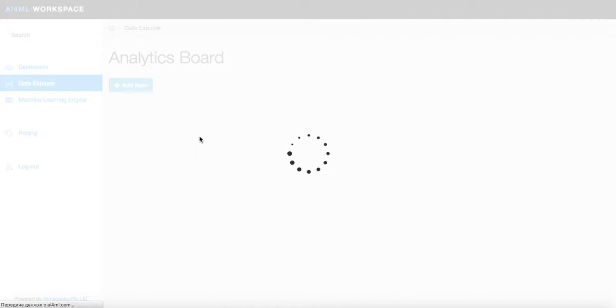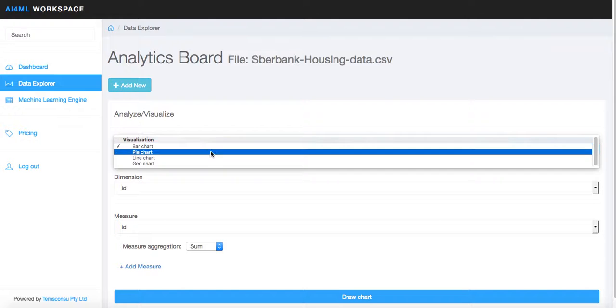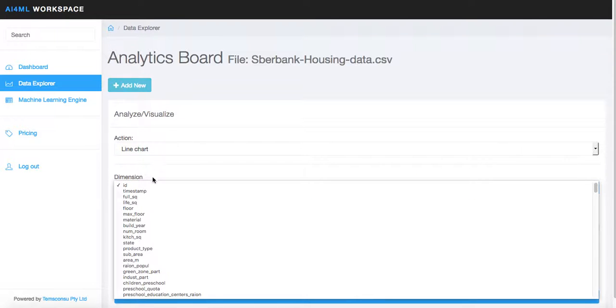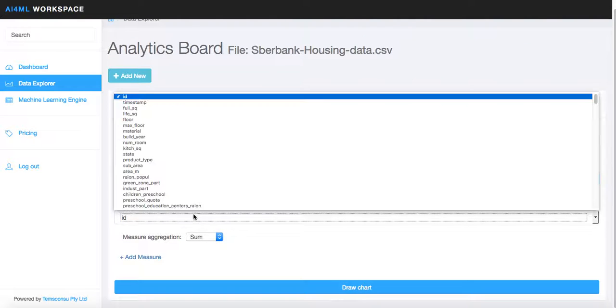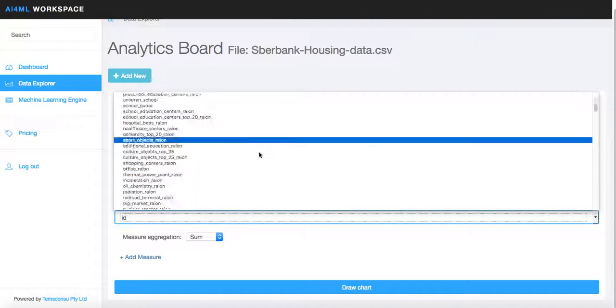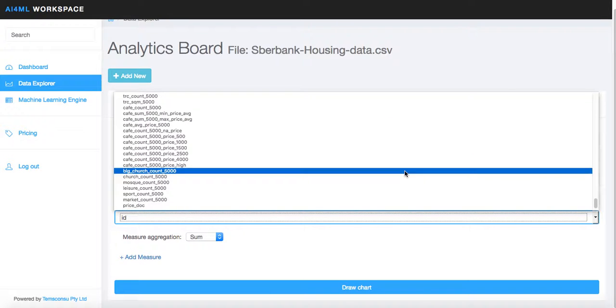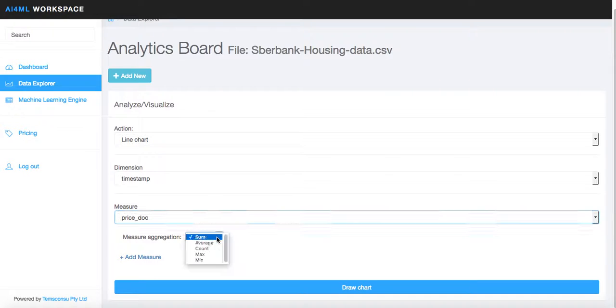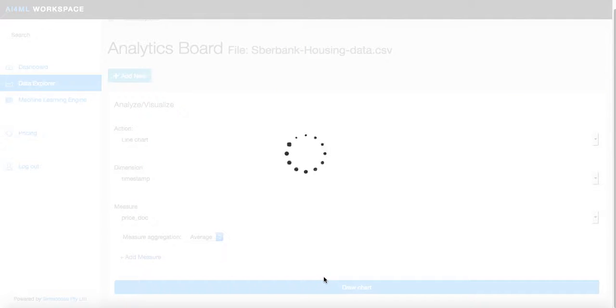Okay, now let's try to visualize some of our data in order to see how our housing prices change through time. For measure we'll be taking the price of a house, for dimension we'll be taking the timestamp, which is the date of a record, and for aggregation we'll be using the average. Now let's draw our chart.